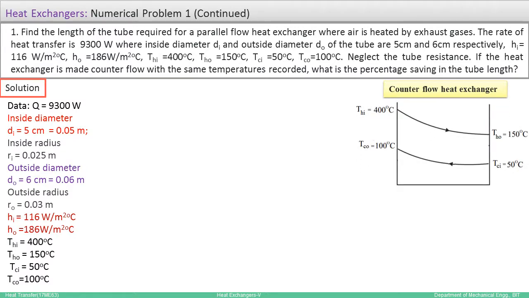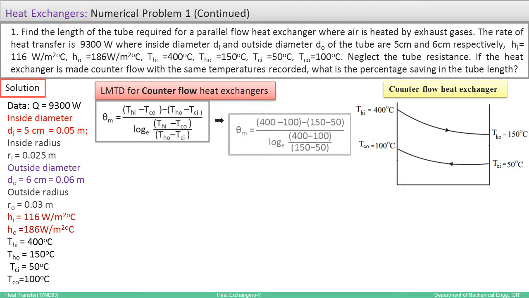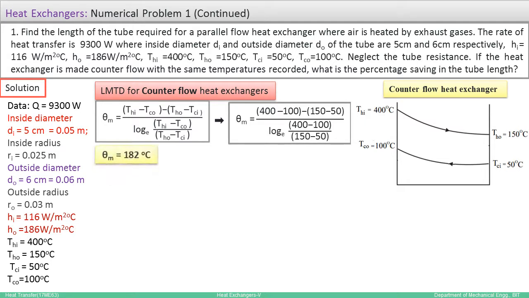The temperature variation for the counterflow heat exchanger is drawn, and all the data remains the same, and the equation for LMTD changes. LMTD of counterflow changes because the temperature difference at the inlet and exit ends are changing here. So substituting those values, we get our new value for LMTD of the counterflow heat exchanger, that is 182. In the case of parallel flow, it was 154, and now it is 182.